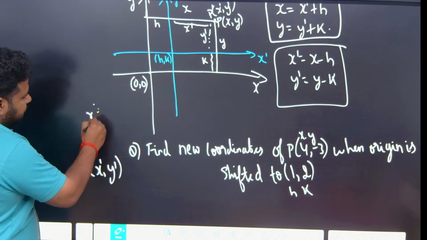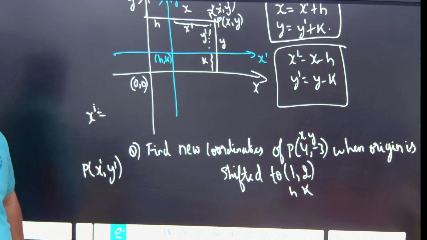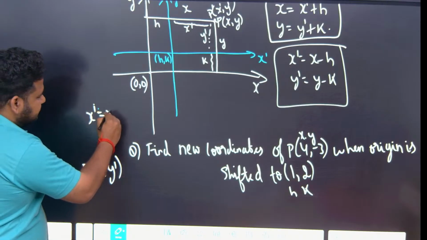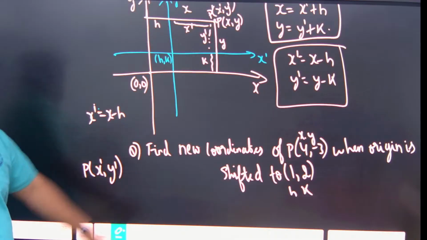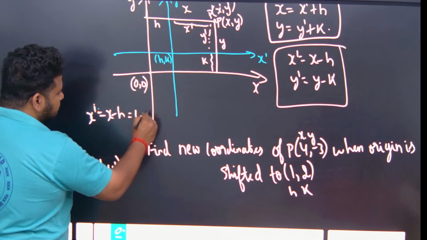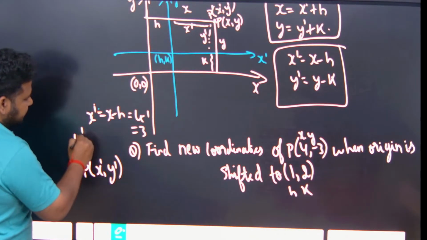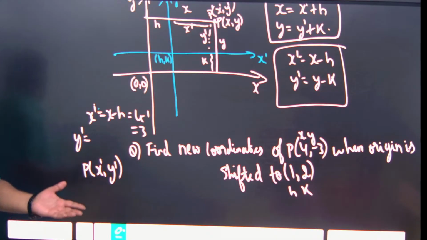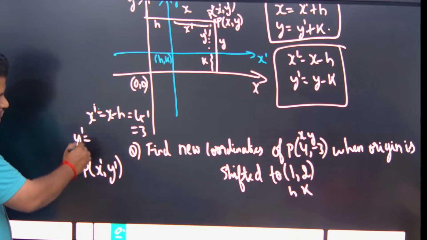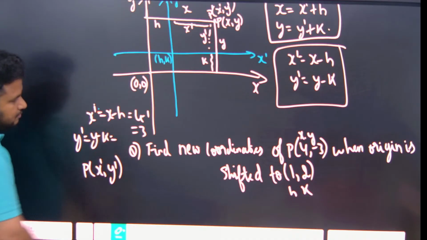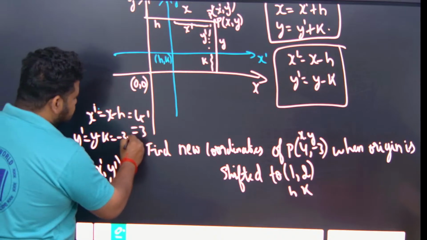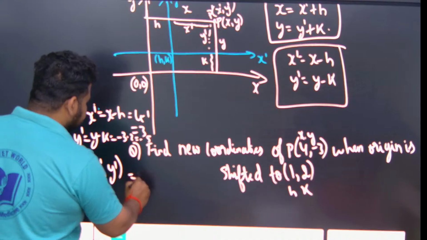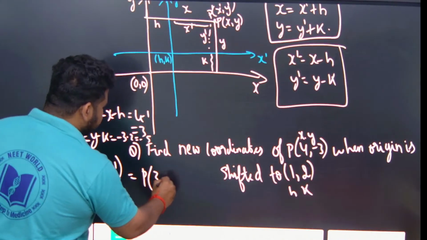Now x dash is what? x minus h, correct? Here x is 4. 4 minus 1 will be 3. So this will be 3. So y dash is how much? y minus k. Y minus k here is minus 3 minus 2, so that will be minus 5. So we will get P of 3 comma minus 5.